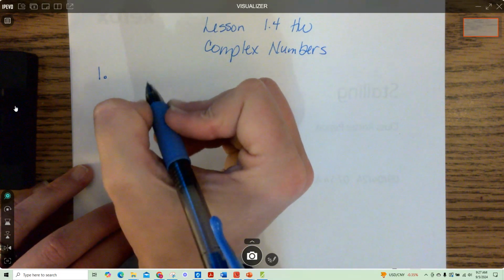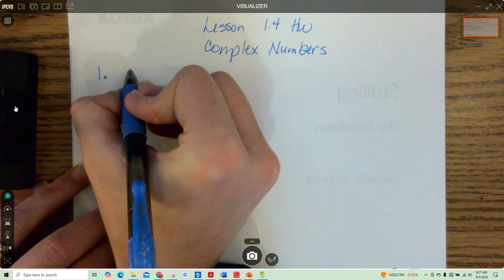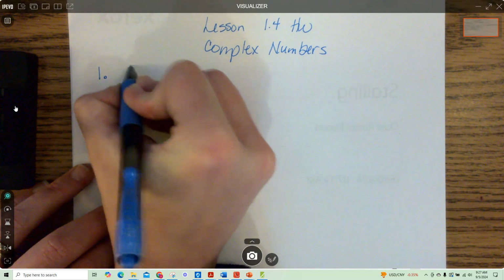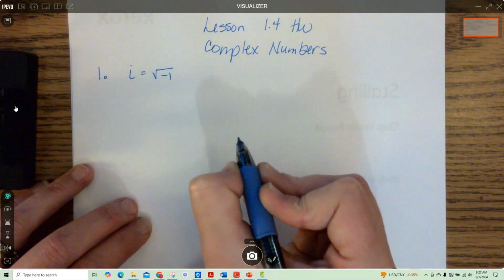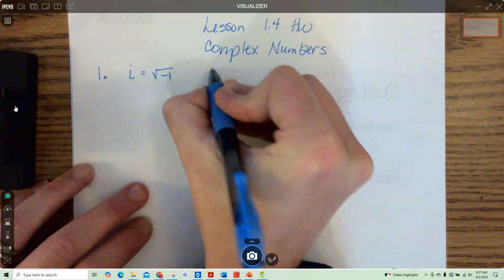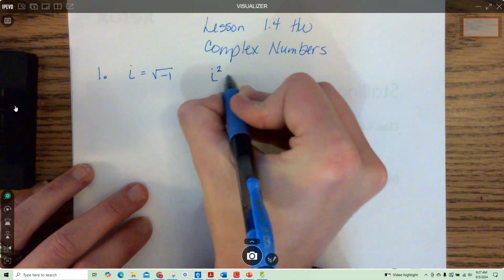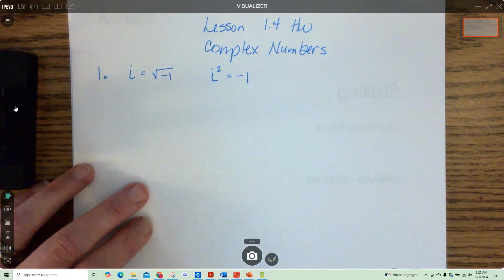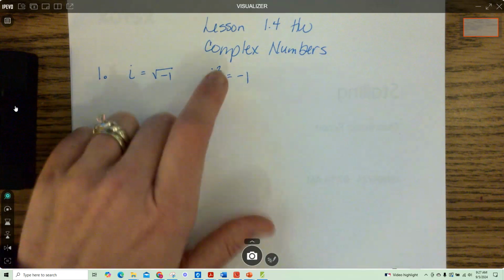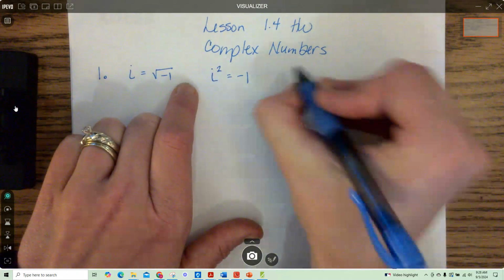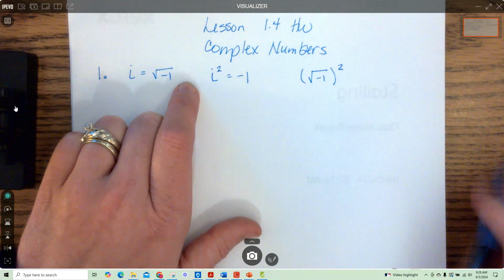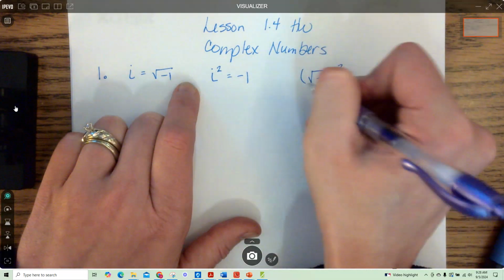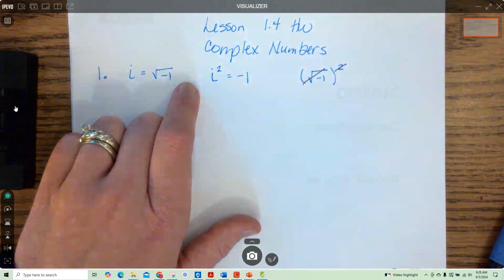The imaginary unit i is defined as i equals blank, or i squared equals blank. So i equals the square root of -1. i squared is -1. And the reason that works is if we take the square root of -1 and square it, it cancels itself out.